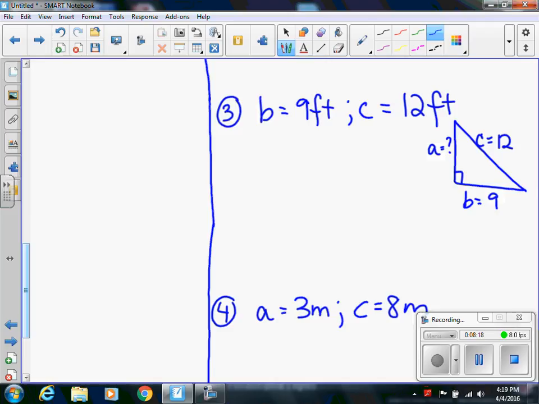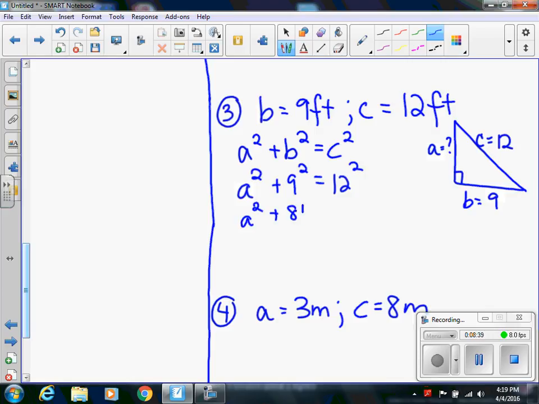So what I'm going to do here, same thing with the formula, because it's still a right triangle, to figure out the missing side. A squared plus B squared equals C squared. So now I don't know A, so that's going to be A squared. Now the B squared is going to be 9 squared, and the C squared is going to be 12 squared. All right, so do a little bit of math. A squared plus 81 equals 144.